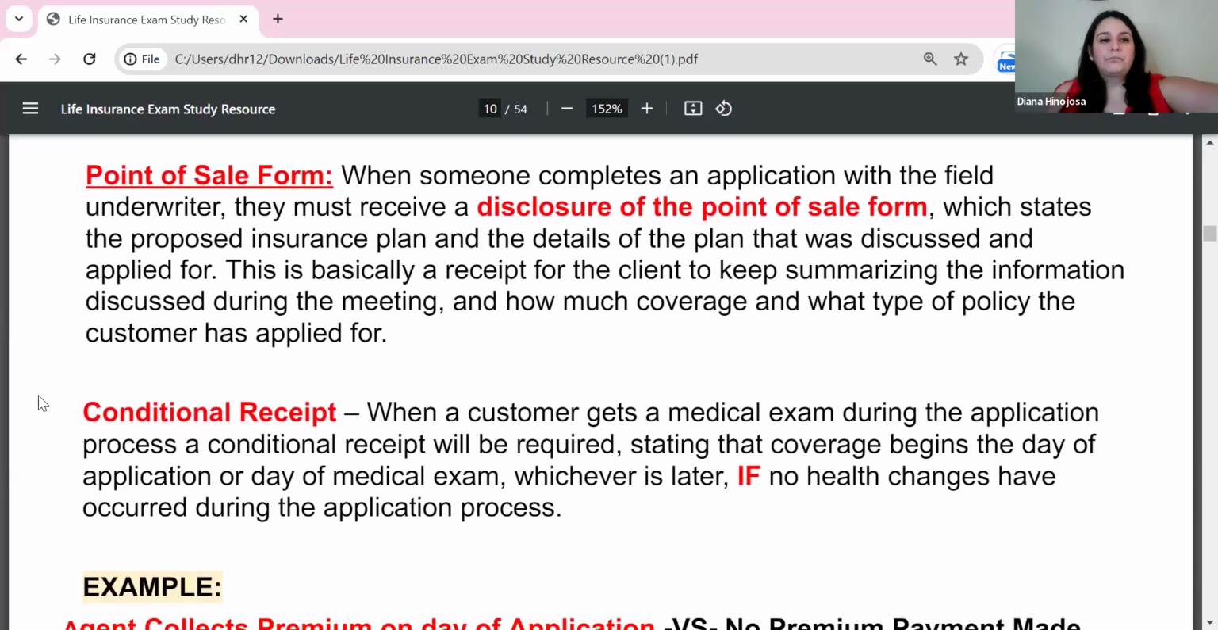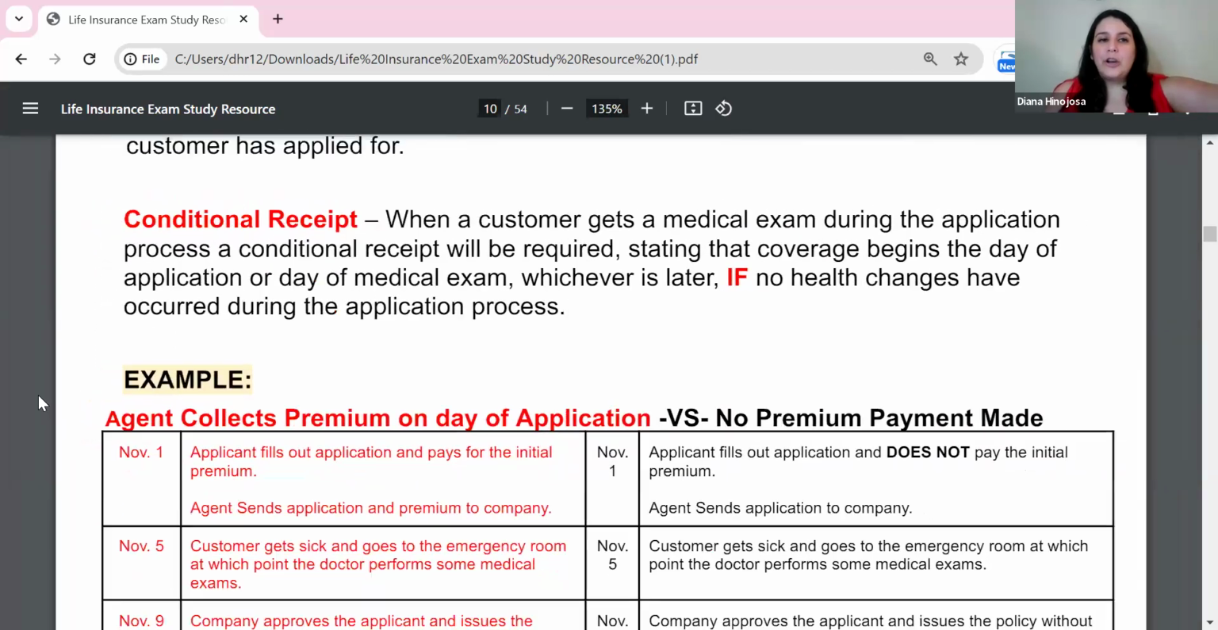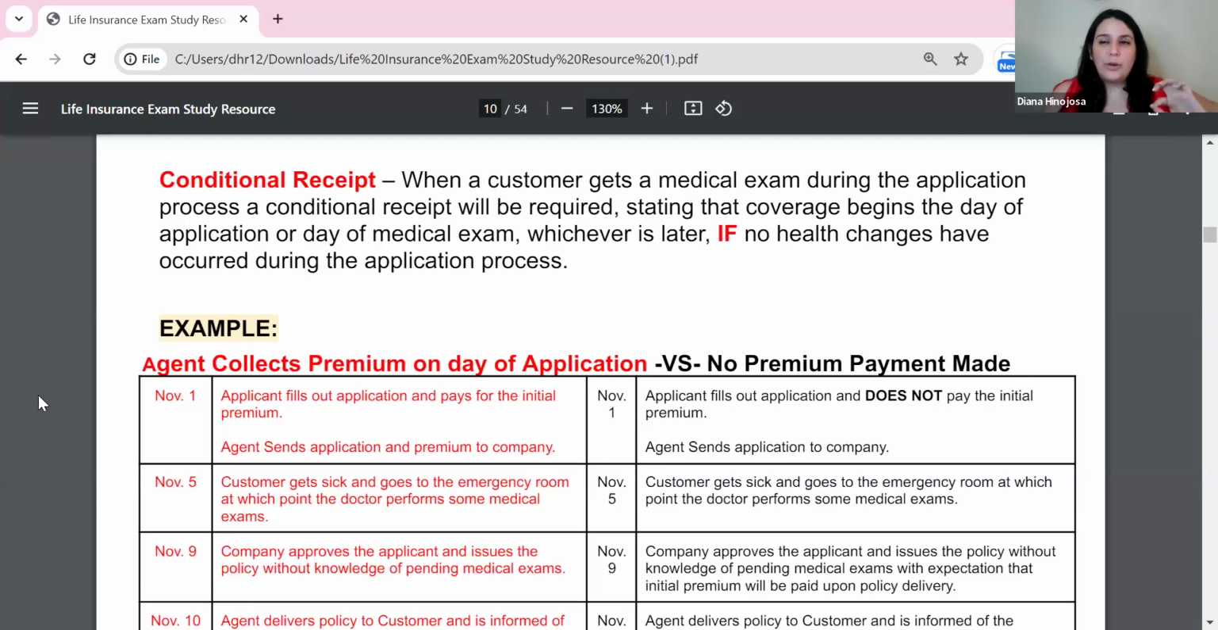Okay. The next one is kind of tricky, y'all. There are definitely situations that this comes up in, and this could come up on your exam, guys, but the conditional receipt, this is a bit of a complicated situation, so I need y'all to follow along with me and make sure you pause this, look at this chart on your PDFs, and make sure you understand it, all right? So let's talk about the conditional receipt. What is a conditional receipt? I'm going to read the definition for you, then we'll talk about it.